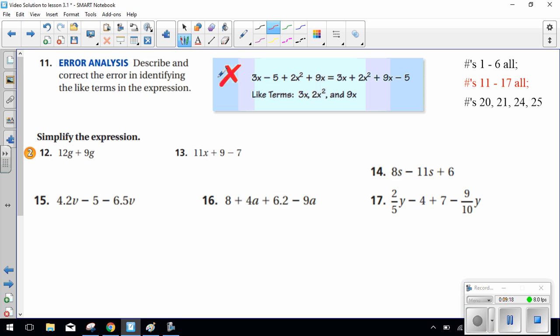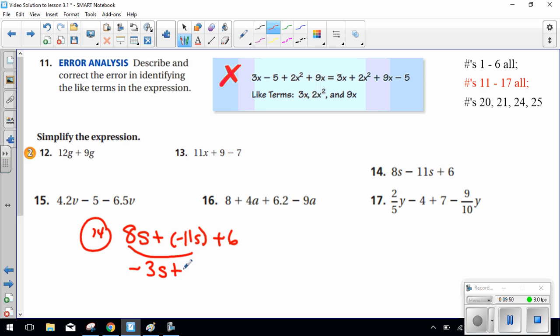Let's move on to number 14. In this example, we have 8s minus 11s plus 6. So I'm first going to rewrite it: 8s plus negative 11s plus 6. Since these two both have an s to the first power, I could simplify their coefficients. So 8 plus negative 11, I'll subtract because my signs are different. So I get negative 3s plus 6, since the 6 has no other constant to combine with. So there's number 14.